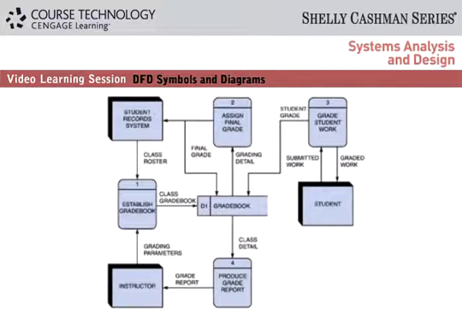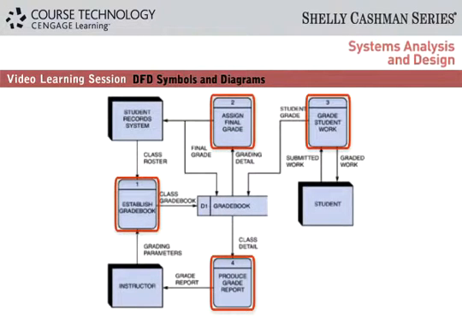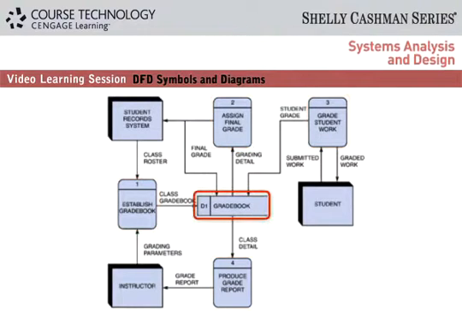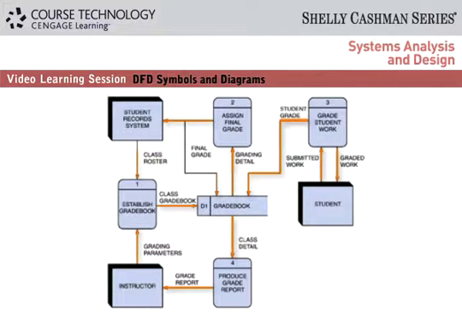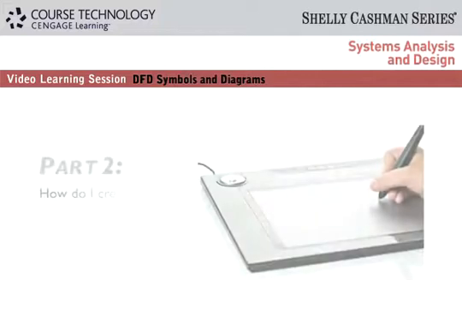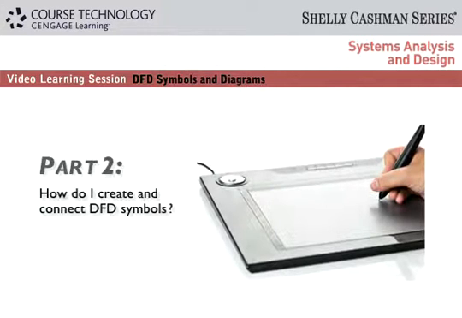Here's a typical DFD. The rounded rectangles show processes. The flat rectangle shows a data store. The shaded boxes show entities, and the arrows show data flows. First, let's get familiar with DFD symbols.